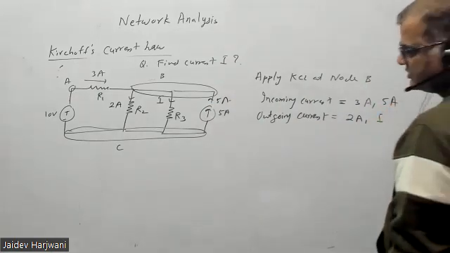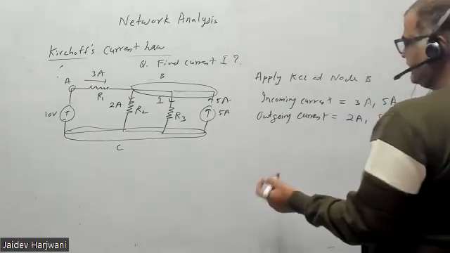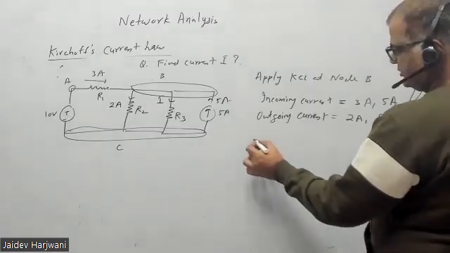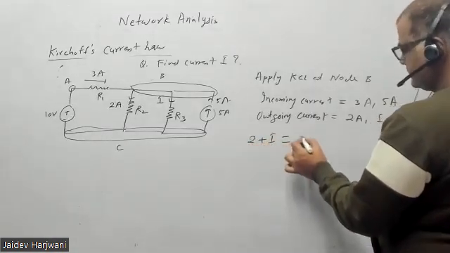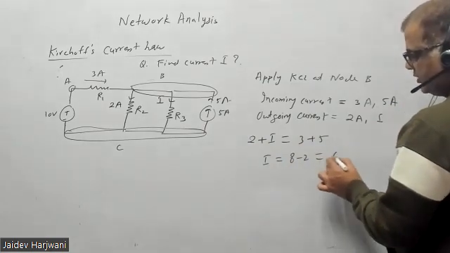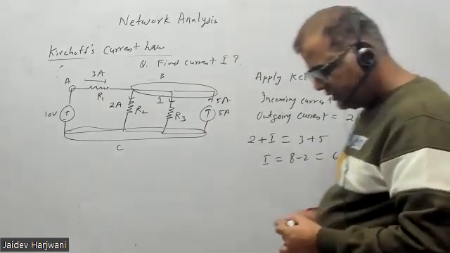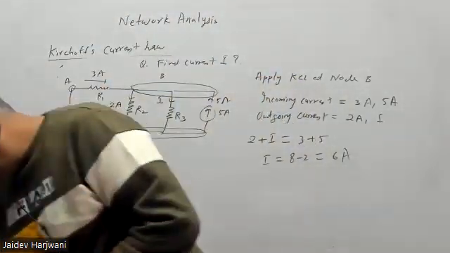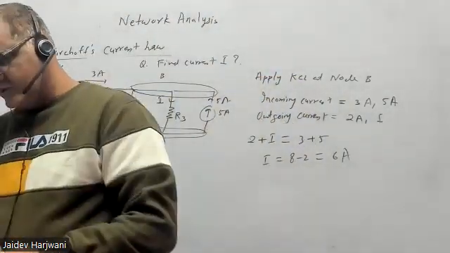Okay. So you can write the conservation law: incoming current is equal to outgoing current. So this will be 2 plus I equals 3 plus 5. So I will be 8 minus 2, 6 ampere. Okay. So this way you can apply KCL. Let me put one more question.